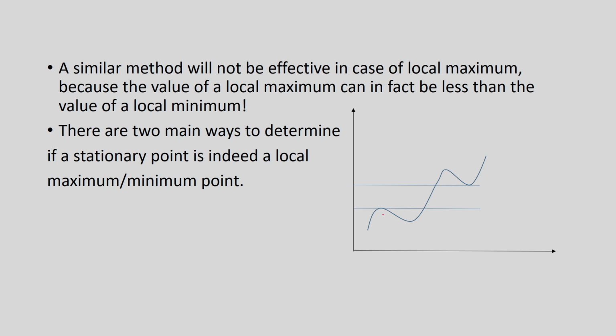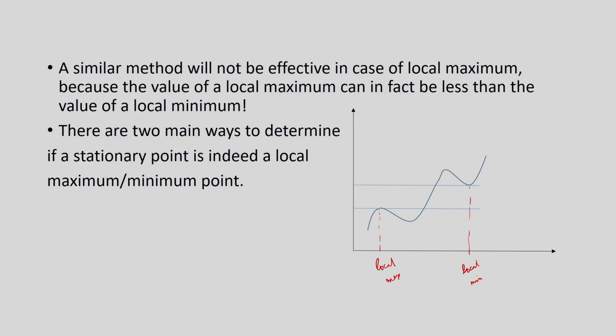So, here you have a local maximum and here you have a local minimum. The value of the local minimum is greater than the value of the local maximum. So, it is futile to identify this particular local maximum by comparing the f value with the endpoints of the interval. Okay. So, evaluating the endpoints is not going to work for local maximum or minimum.